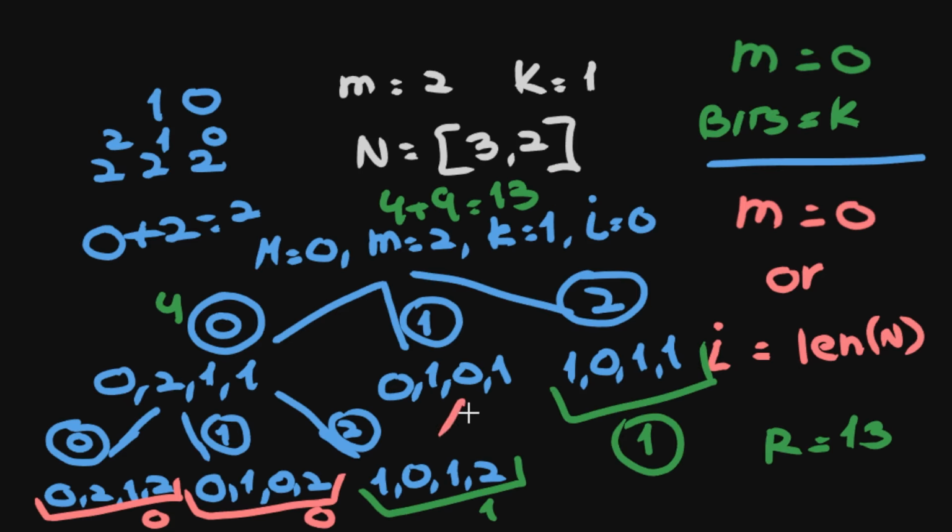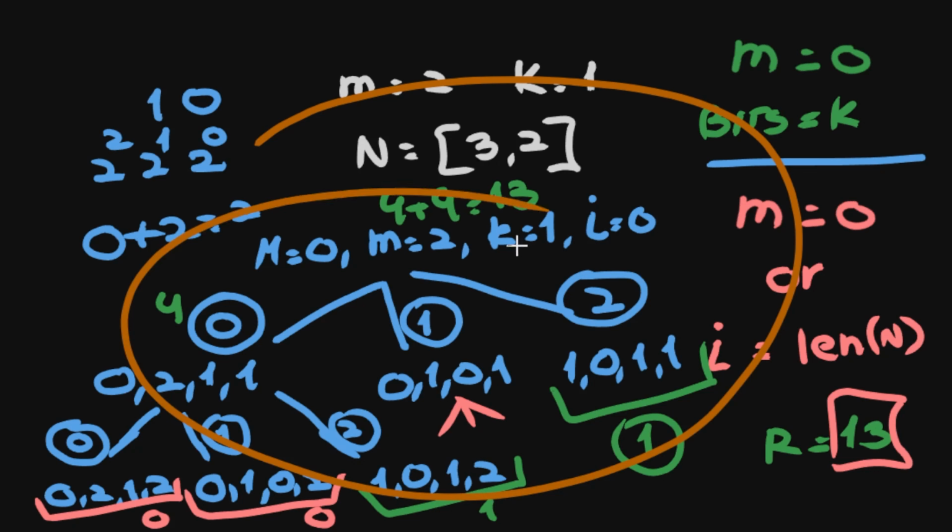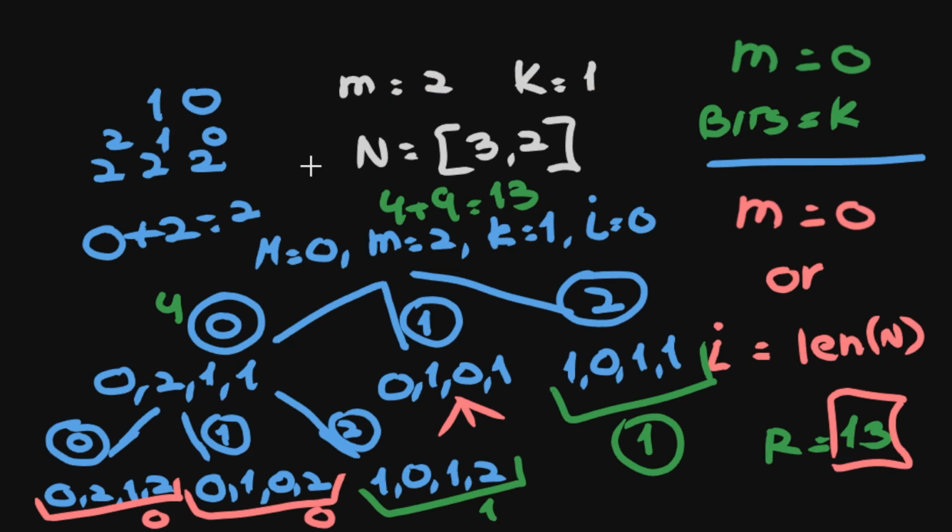And this has 3 different branches which will return 0 each. So this will return 0, and this won't contribute anything to the result. So finally we can return 13. So as you can see, there's a lot going on here. This is a really hard problem. So I recommend you to take this step by step.